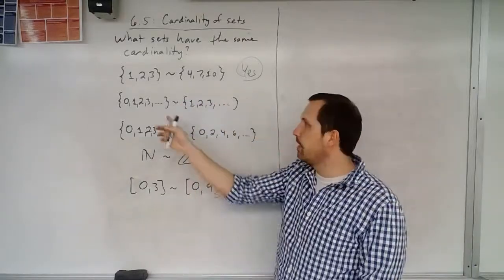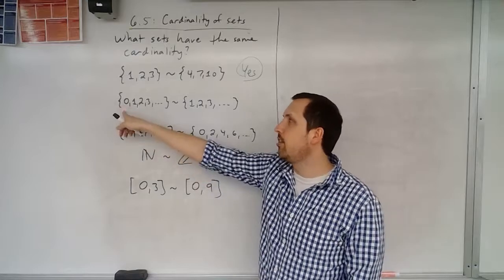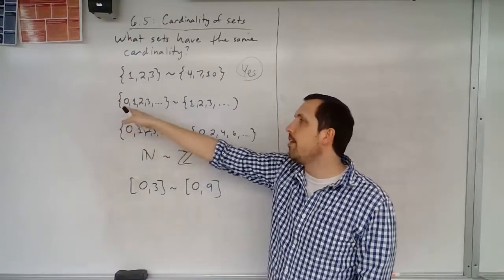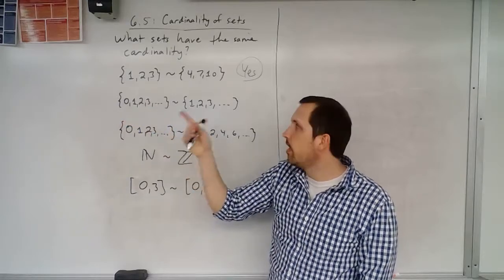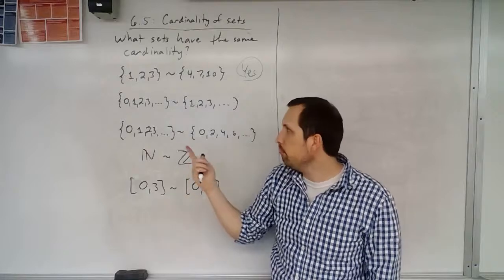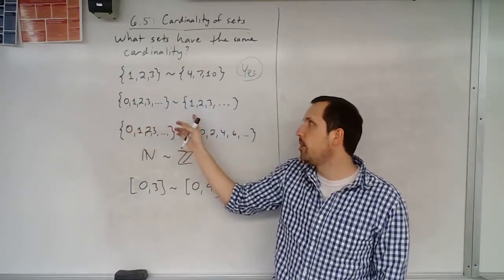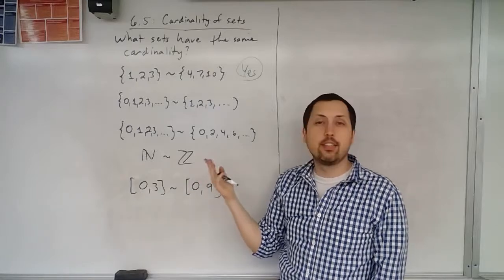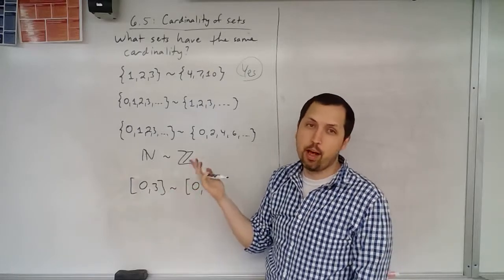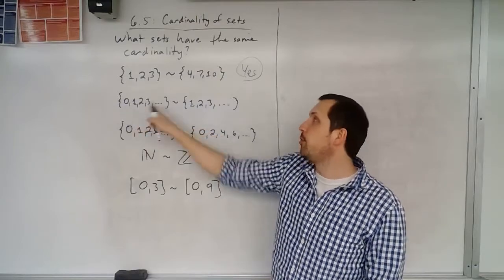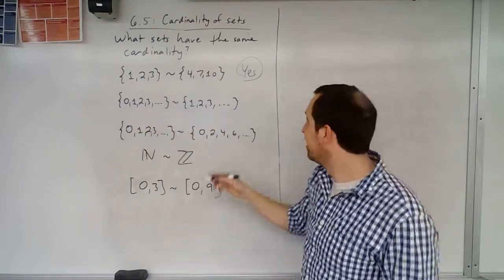So now let's take a look at something like this. The set containing 0, 1, 2, 3, and so on and so forth. So we're basically taking the natural numbers including 0. Does this have the same cardinality as all natural numbers? This one has 0, 1, 2, 3, and so on. This one just starts at 1, 2, 3, right? If you look at these, which one seems to have more elements in? Well, it seems pretty obvious, right? This seems like it's a larger set. So do these have the same cardinality?